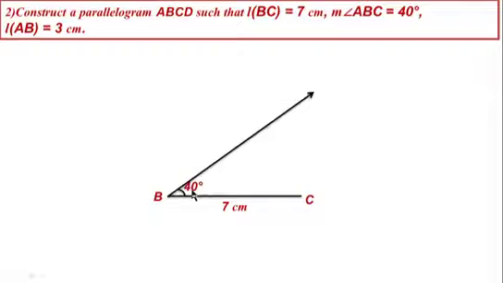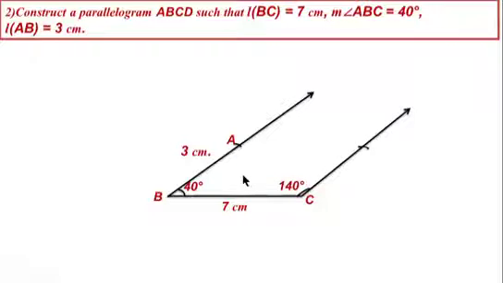Measure of this angle is equal to 40 degree. Take distance in two edges of compass is equal to 3 cm. Place here iron pole and mark the arc. Length of this segment AB is equal to 3 cm. Then go further. Take measure of this angle is equal to 140 degree. Why? These two angles are supplementary.